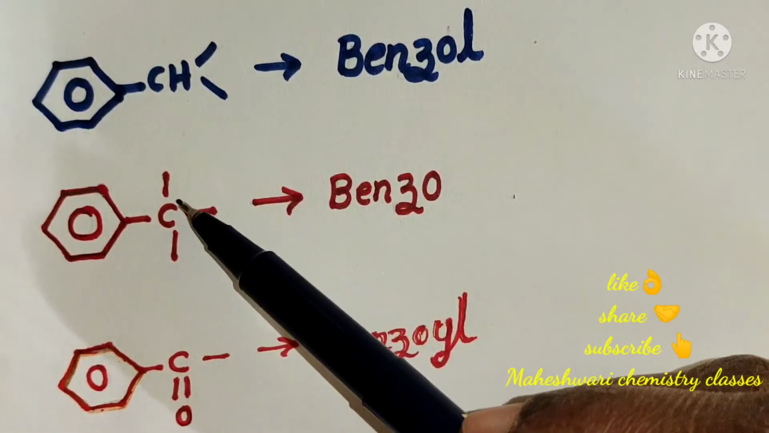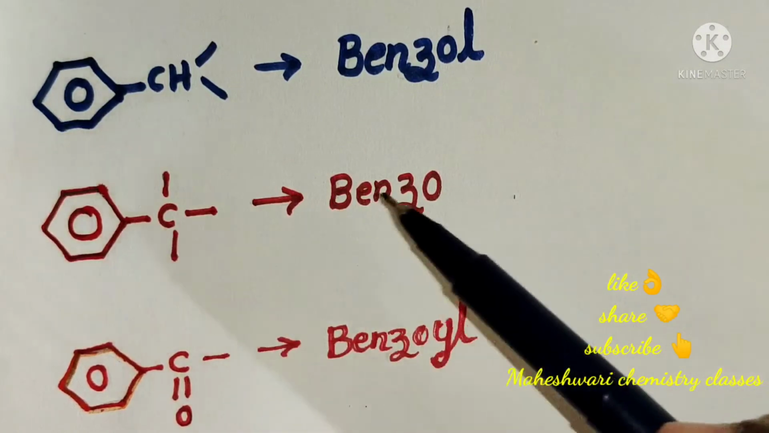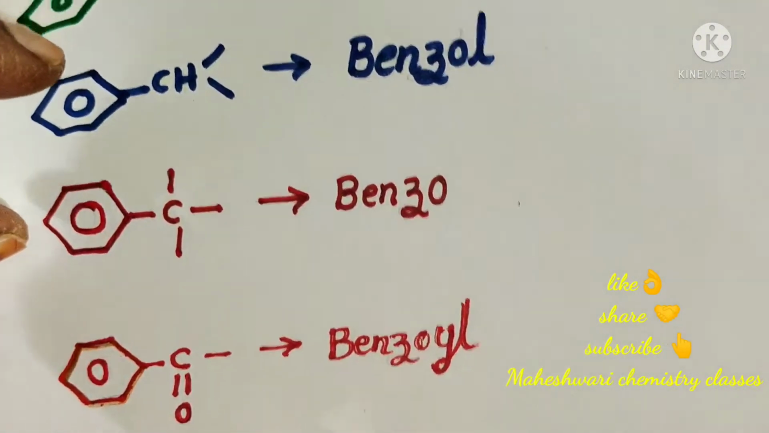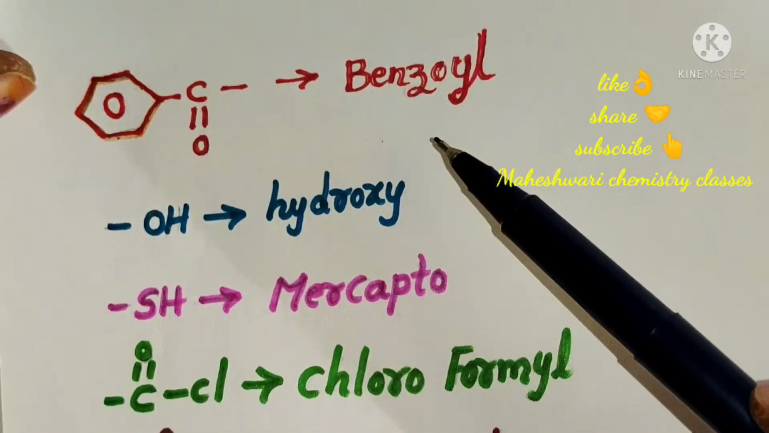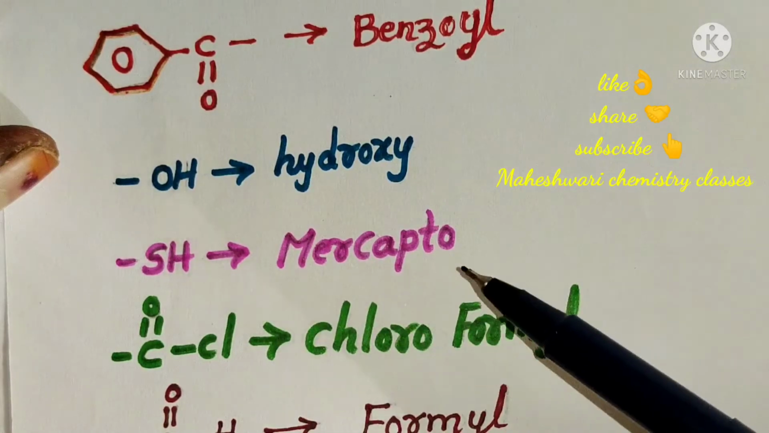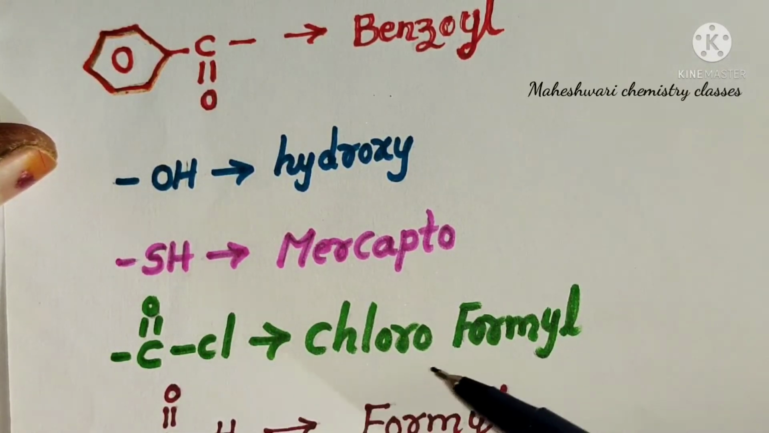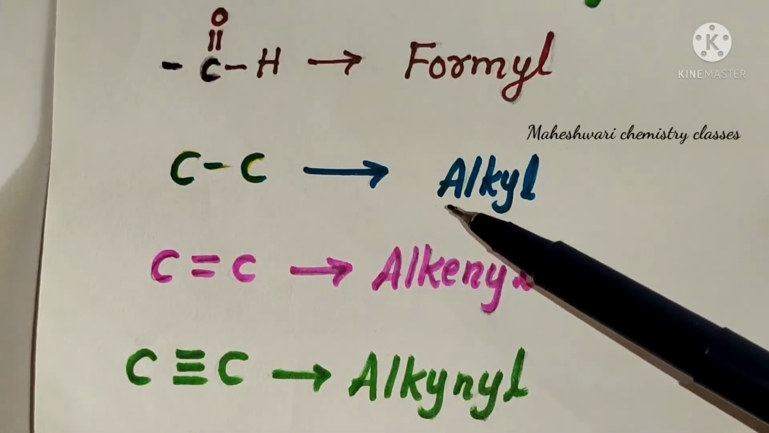Here the carbon has 3 bond sides, and one side is the phenyl group. That is benzo. Here, phenyl ring C double bond O is benzoyl. Directly, the OH group is called hydroxy. SH is mercapto. C double bond O Cl is chloroformyl. C double bond OH is formyl.